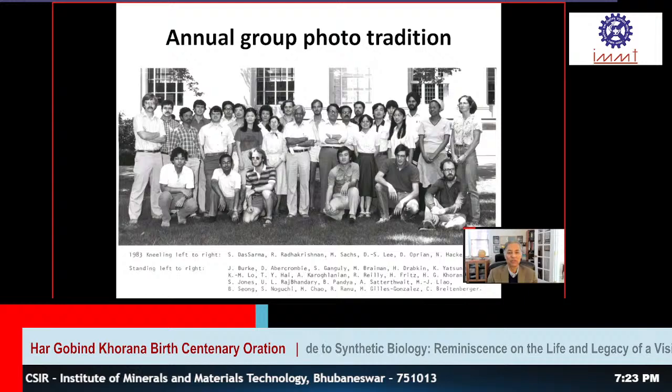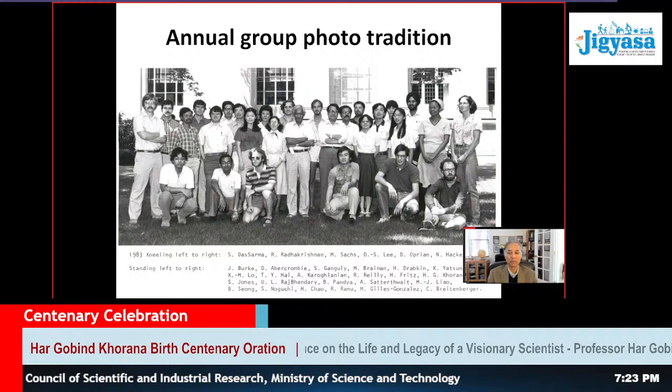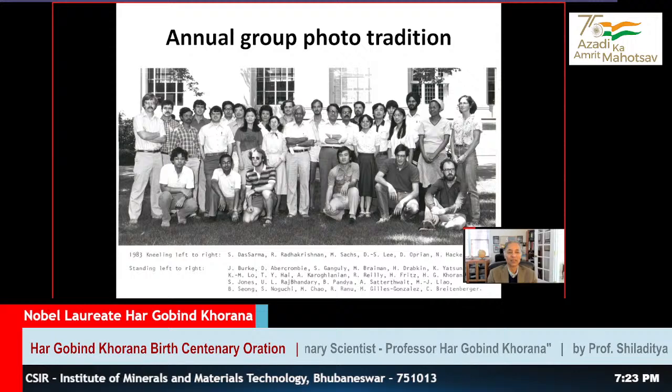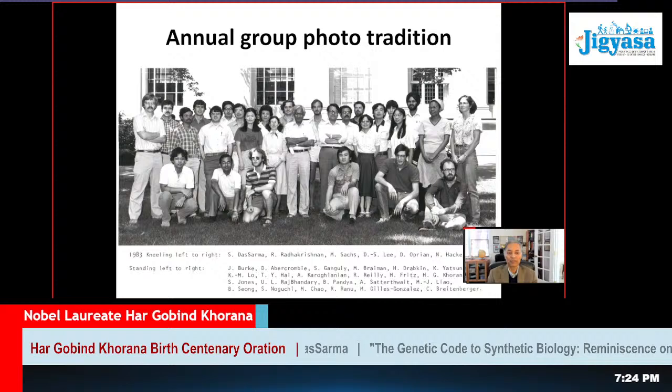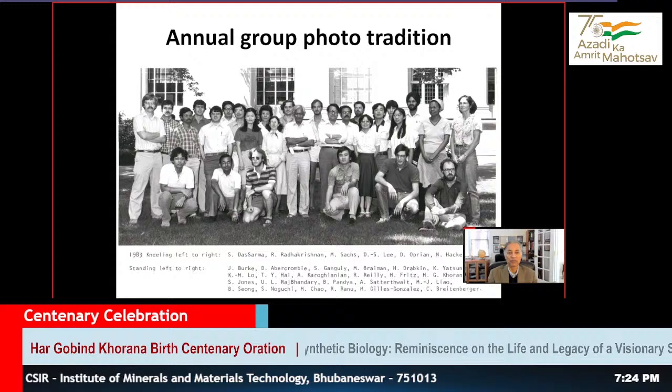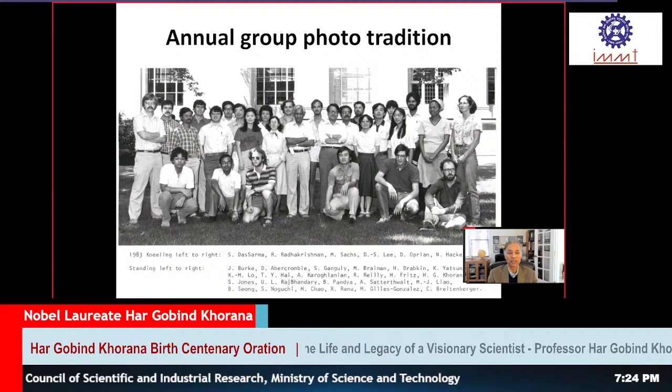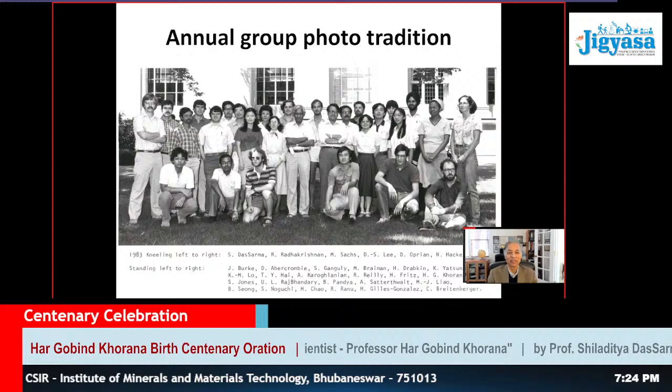So I joined his group, and the group had some wonderful traditions. One of them was an annual group photo. This is a group photo from 1983, and you can see Dr. Khorana standing at the center, and Dr. Raj Bhandari to his left. Most of the group members were postdoctoral associates. There were two graduate students, including myself, and I'm the fellow who is kneeling at the left side of the group.